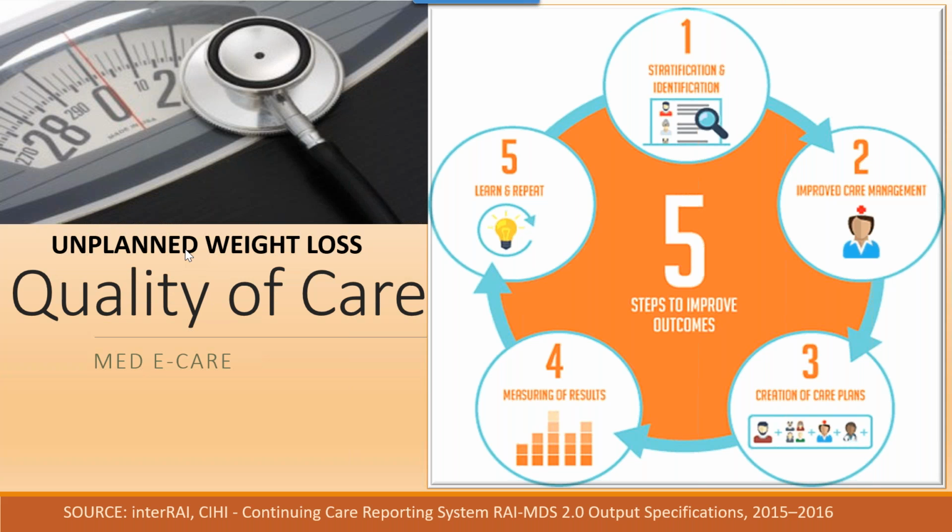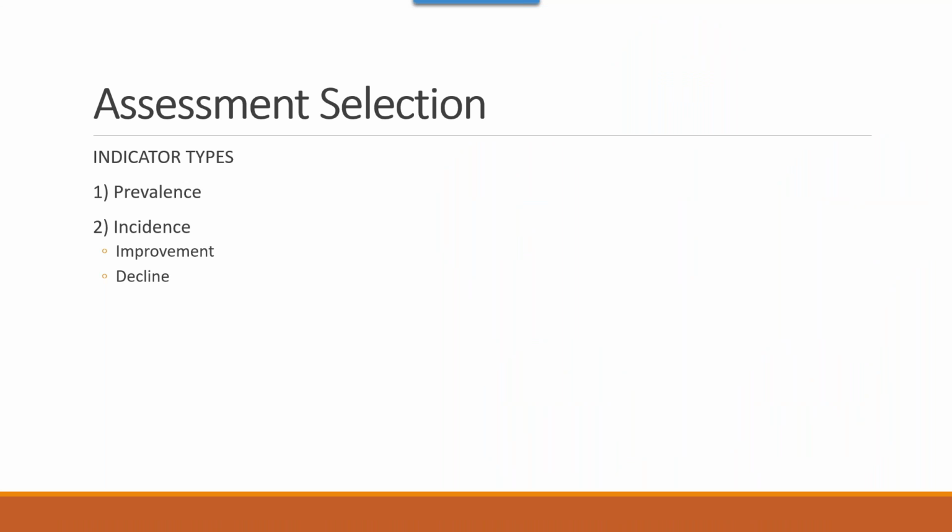So let's once again, as we have before, note there are two types of indicators, prevalence and incidence. With prevalence, I'm only using one assessment, and with the incident indicators, I'm using two assessments. So in the incident indicators, we always think of it as new. It's new improvement or new decline.